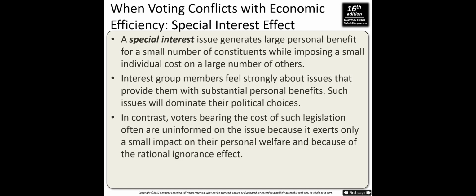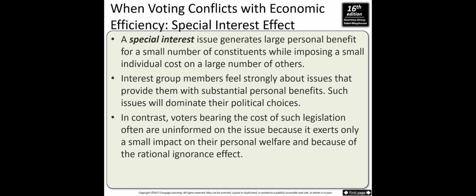A special interest issue generates large personal benefit for a small number of constituents while imposing a small individual cost on a large number of others. So everybody is paying a small cost, but the benefits are concentrated on a small number of constituents. Interest group members feel strongly about issues that provide them with substantial personal benefits. Such issues will dominate their political choices.